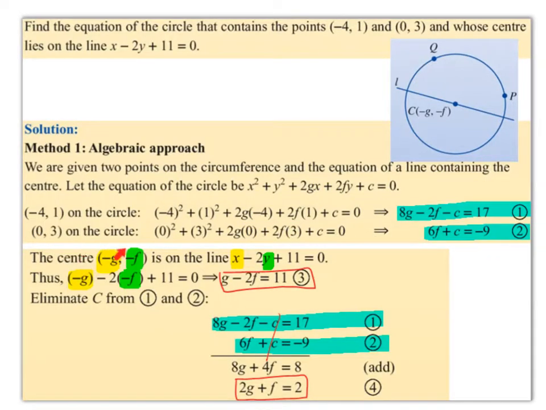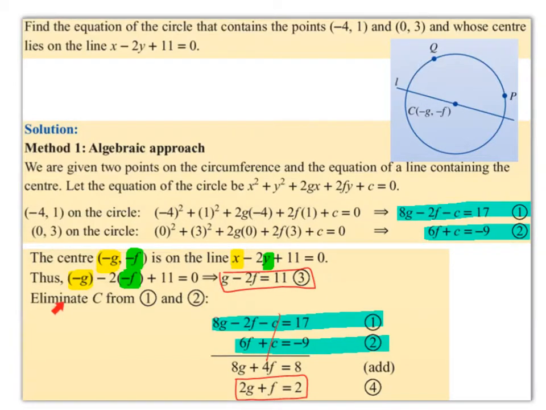So the centre (−g, −f) is on the line x − 2y + 11 = 0. Thus, −g − 2(−f) + 11 = 0. So what we've done here is we've swapped the x for a set of brackets and put −g into it, swap the y for a set of brackets, put −f into it. So simplifying, we get g − 2f = 11. So letters on the left and constants on the right. So this is equation 3.